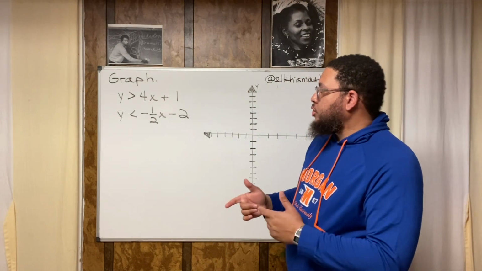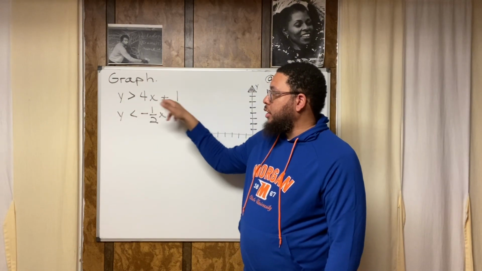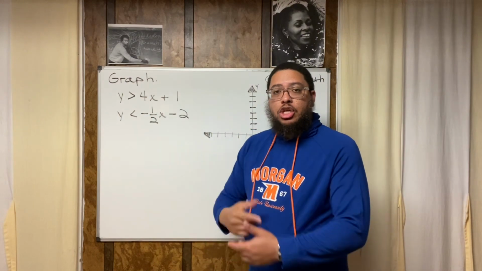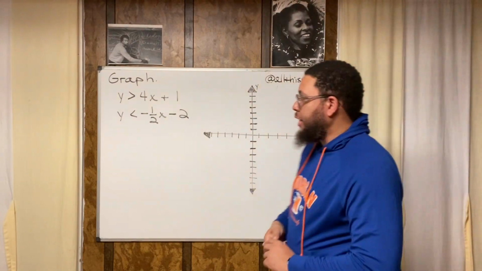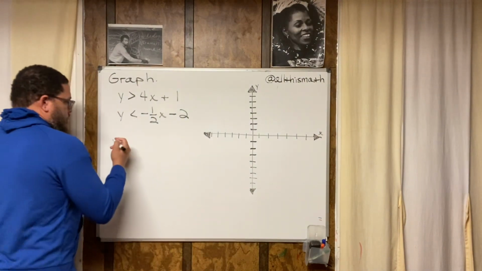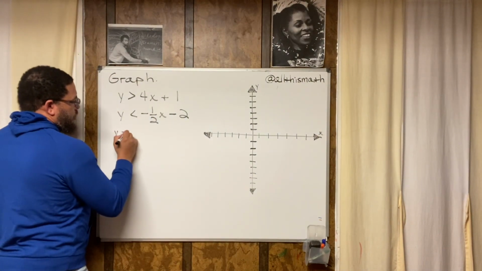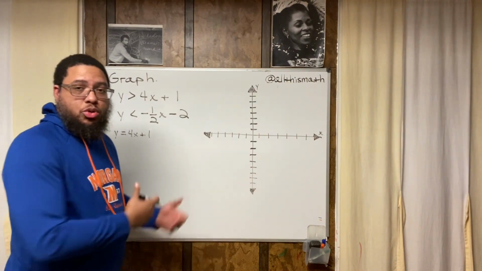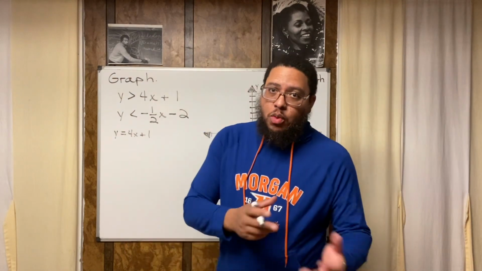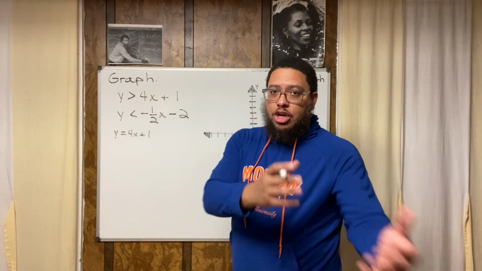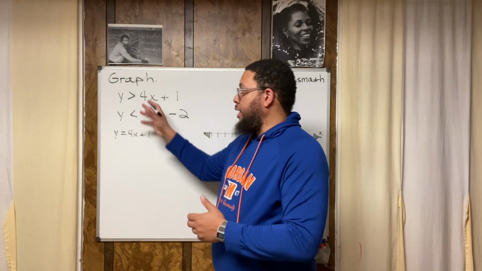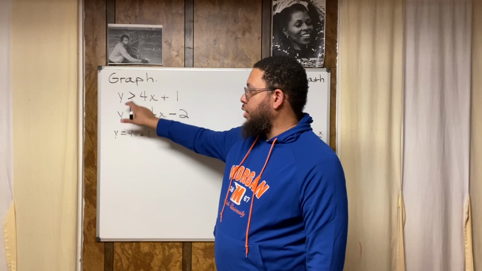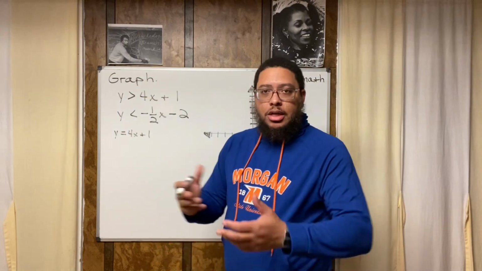So let's do this. First, you want to take the first linear inequality and rewrite it as an equation. So instead of y is greater than 4x plus 1, you want to rewrite it on your paper as y equals 4x plus 1. The purpose of doing that is so you can graph the line. So in order to do this, you should know how to graph linear equations. If you know how to graph linear equations, then you can graph linear inequalities. So the difference is the symbol right here: equal sign, greater than, equal sign, less than. That's the difference.